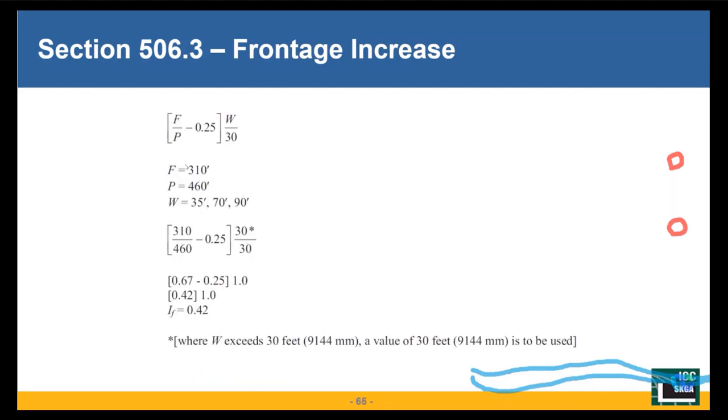So F is 310 feet, P is 460, W is 35, 70, and 90 with the weighted average. But we don't do the weighted average because it's maxed out at 30 anyway. So we divide 30 by 30, it's 1. And we divide 310 over 460, which is 0.67, minus 0.25. So our frontage increase is 42% or 0.42.